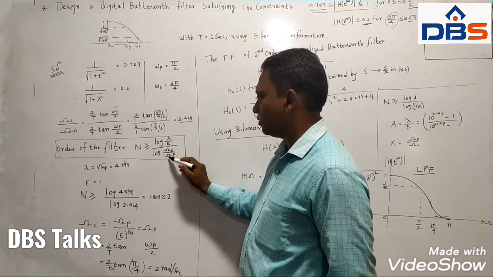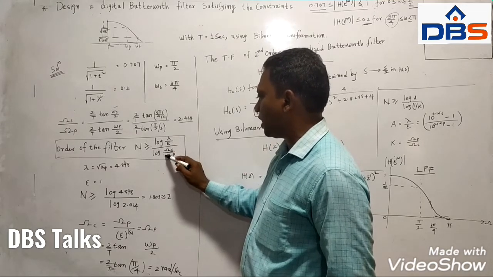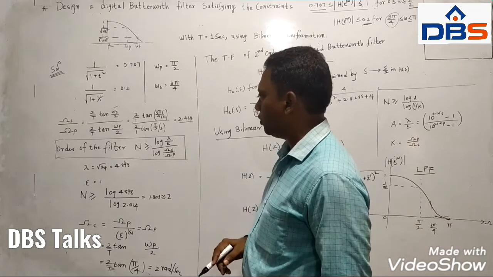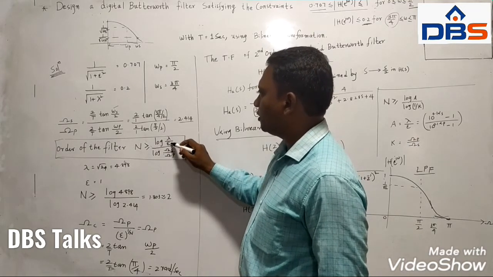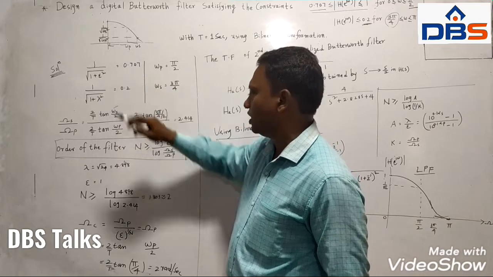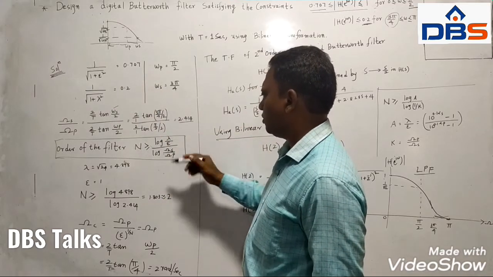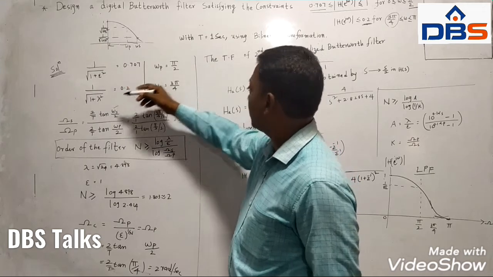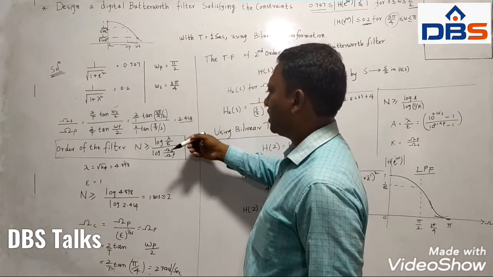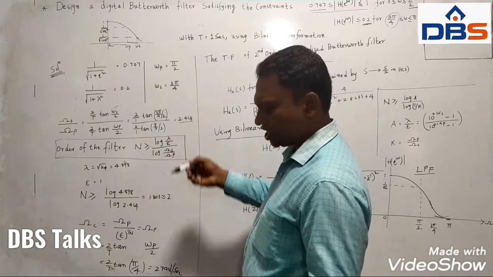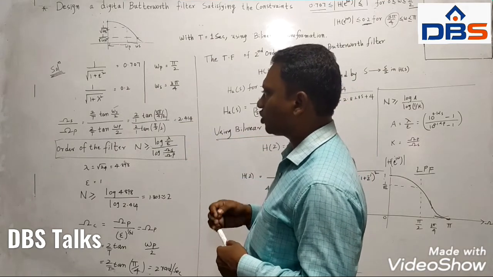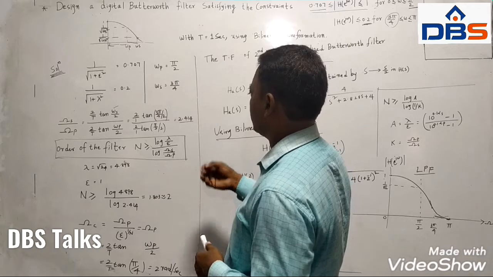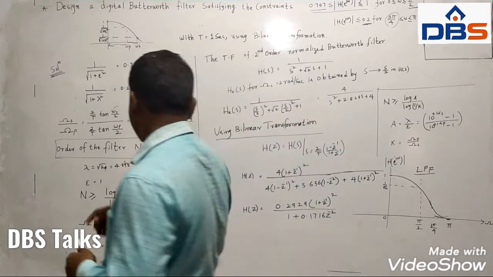s by omega p. Okay, already we have calculated this omega s by omega p ratio, and lambda and epsilon values you can calculate from these two relations. Suppose it is given in terms of epsilon and lambda like this, you can get it. Sometimes you will be given the pass band attenuation and stop band attenuation directly. In that case we have to use a different formula, which I will give you later.